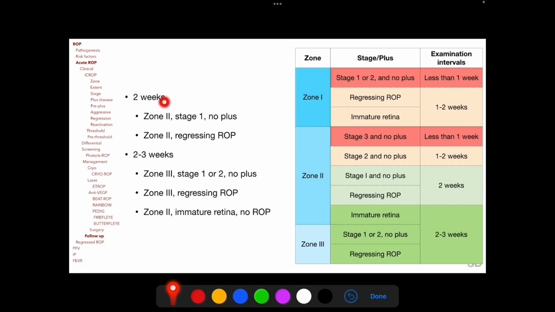2 weekly follow-up intervals is adequate for eyes with stage 1 and no plus disease in zone 2, and for eyes with regressing ROP in zone 2. And for eyes with less severe ROP, the follow-up can be at 2 to 3 week intervals.